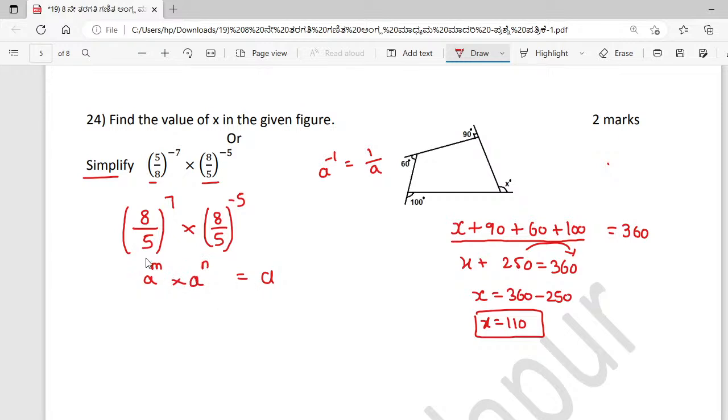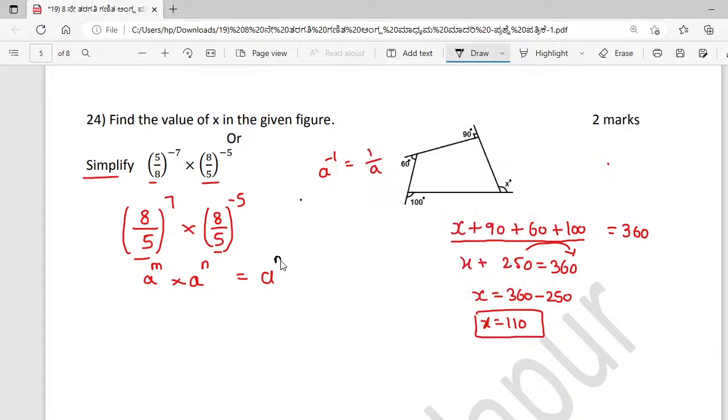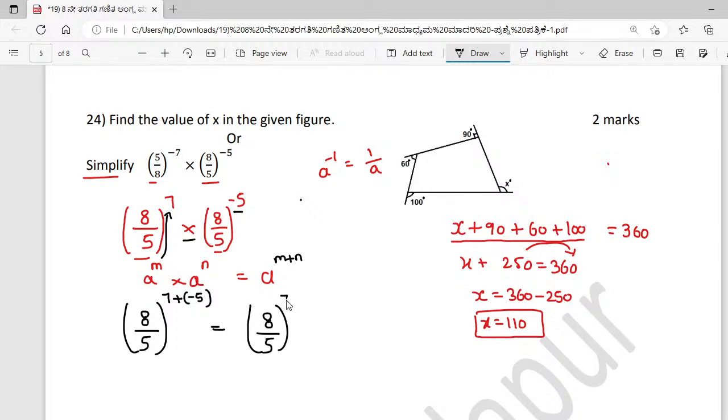Why? Because the base is the same but the powers are different, and the formula we can apply is a to the power of m plus n. As it is multiplication, we need to add the powers. So what is our base? That is 8 by 5 whole to the power of, what is our m value? You can see it is 7, and it is multiplication, so we need to add. And the power for the second term is minus 5. So write it in brackets as minus 5. Okay, so 8 by 5 whole to the power of 7 minus 5, because plus into minus will be how much?